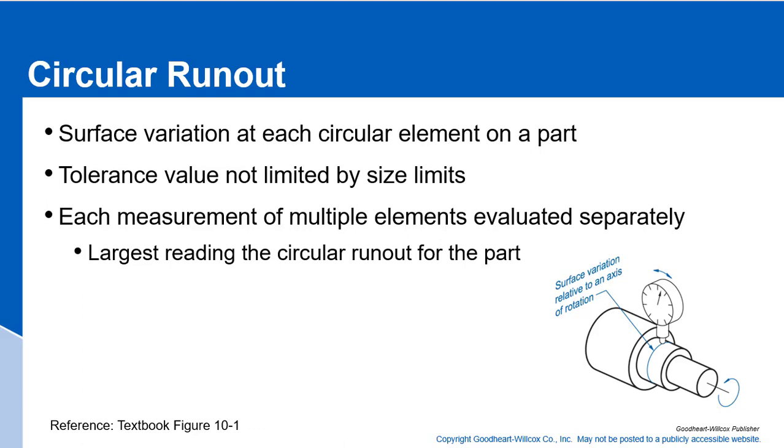Okay, circular runout is the surface variation that's allowable at each circular element of the part. The tolerance value for a runout tolerance is not limited by the size limits of your feature. And each measurement of multiple measurements are evaluated separately. So what happens here is that you're positioning this indicator over one of these circular elements. You're going to spin the part around, measure the full indicator movement here, and then we'll move it over to the next element and we'll rotate it all around, and then check the indicator movement there. And so that's what it means by each measurement of multiple elements are evaluated separately. And then the largest reading for all of those measurements will be the circular runout for the part.